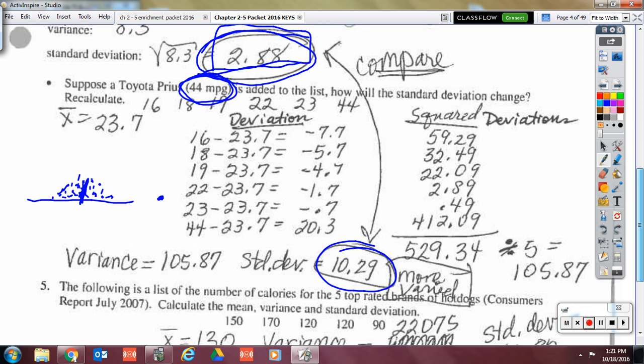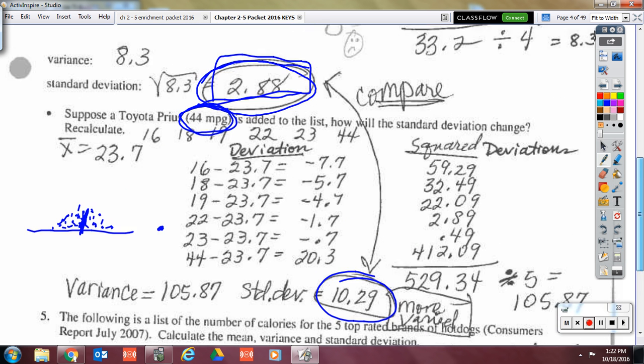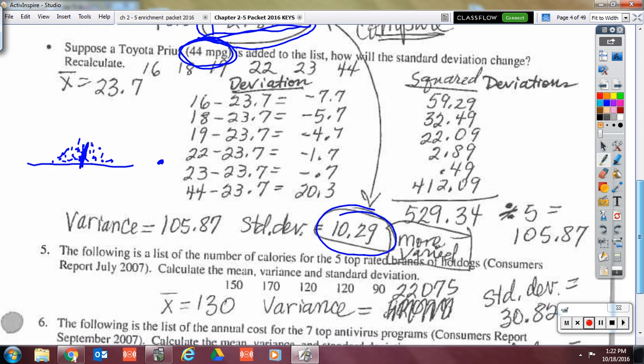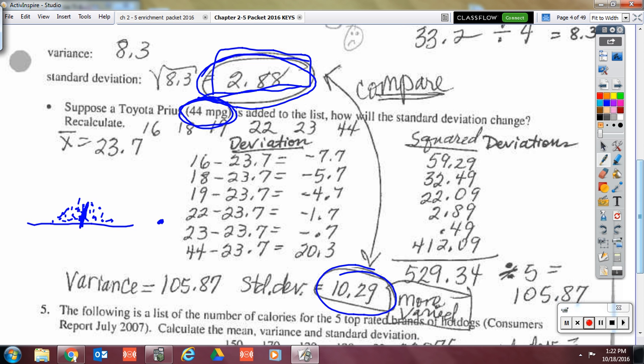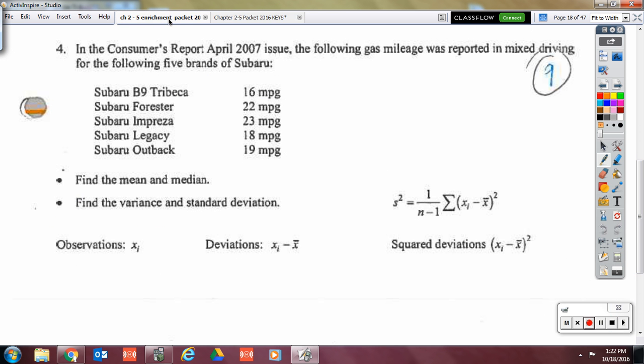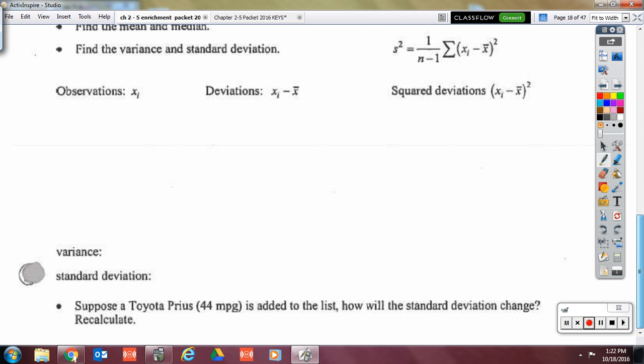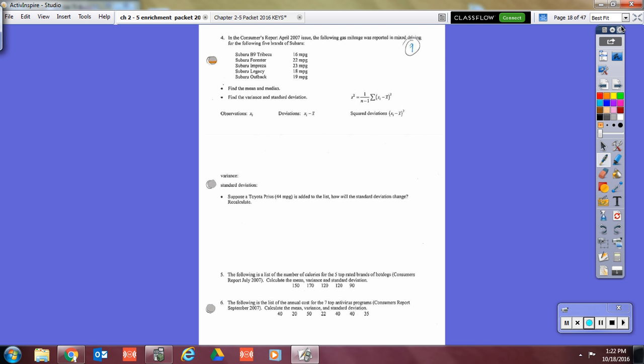Okay, good. You do not have to write all that down because I showed you how to do that in your calculator. In fact, I want you to go ahead and do the next two problems, numbers 5 and 6, and you can do them with your calculator. In the past, I've had students do them by hand, okay?